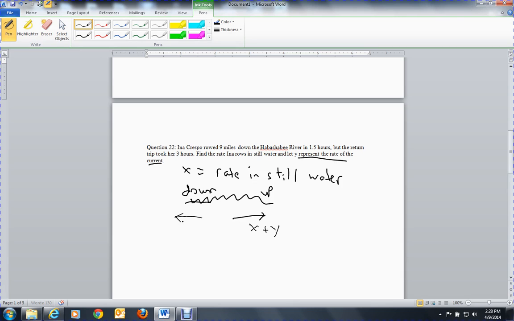Now if we're going to go down current, let me back up and repeat myself. If we're going up the current, that means we're going against the current. So that's actually going to be subtracting from our speed, because the current's going to be working against us. Now if we go down current, that means we're going with the current of the water. So in still water we're at X, but as we go down current we're increasing our speed by whatever that rate is, X plus Y. And the formula we're going to use is distance equals rate times time.